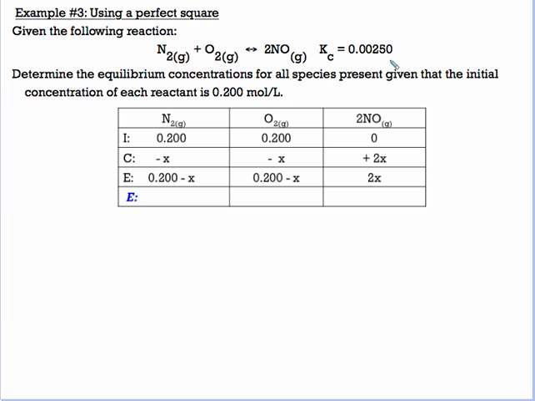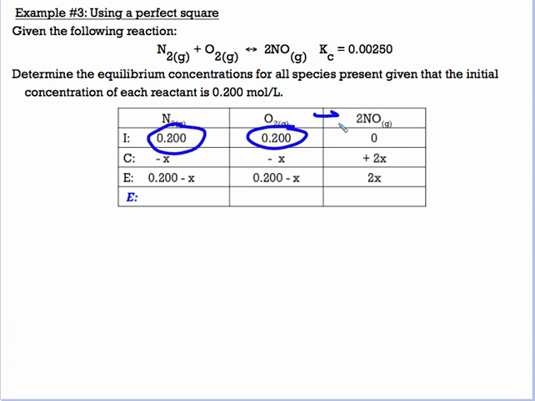Now they've given us the K value, and it says determine the equilibrium concentrations for all species present, given that the initial concentrations of each reactant is 0.200 moles per liter. So the idea here is that they've given us the initial concentration, and likewise for this one. If they don't say anything about the products, we assume it starts at 0. Now our change we take into account by minusing x, and we add 2x here because this is our product.